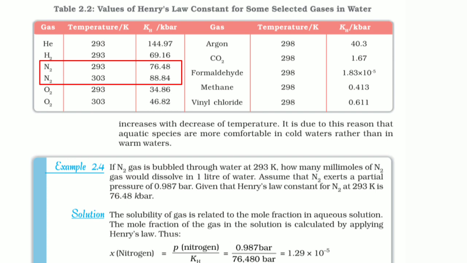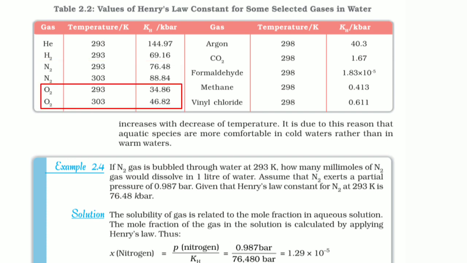When the KH value increases, then X, that means the mole fraction, will decrease, that means the solubility will decrease. So we can say that the increment of temperature will decrease the solubility of gas in liquid. You can give the same explanation for oxygen also.